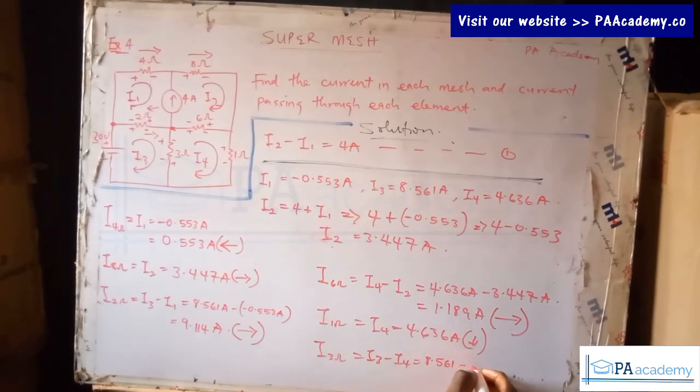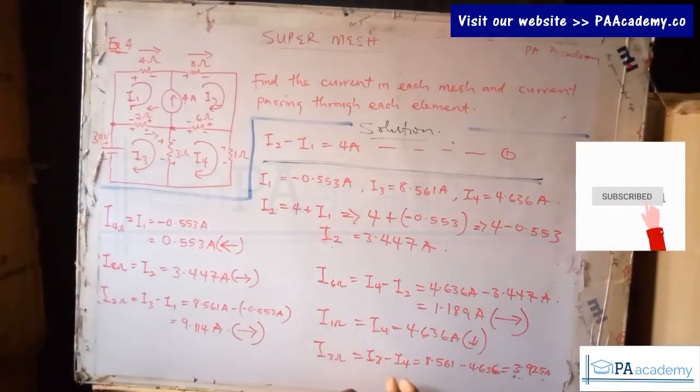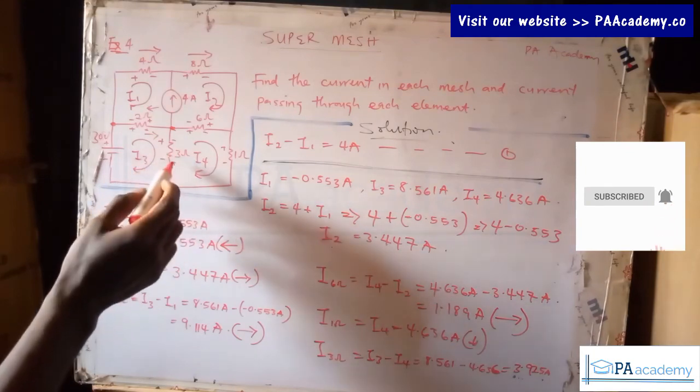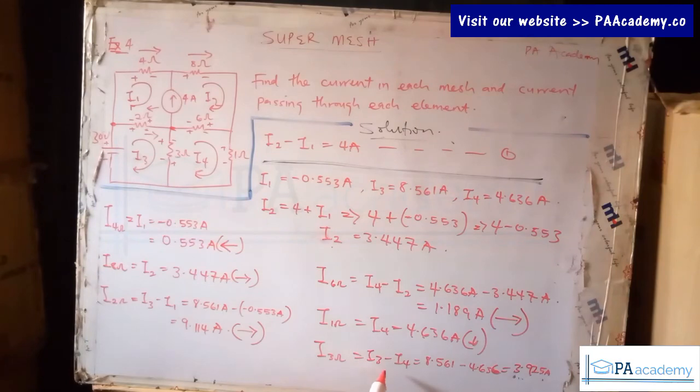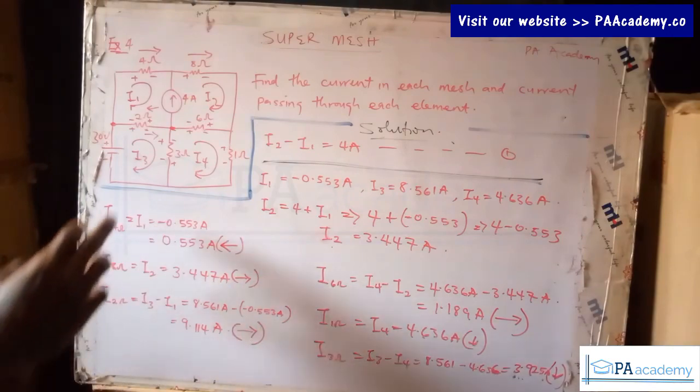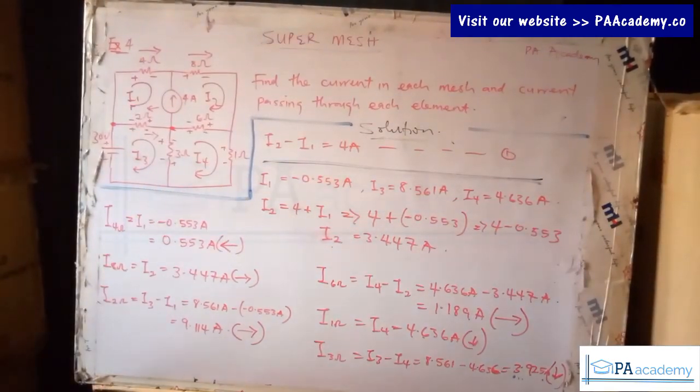Which will be 8.561 minus 4.636 amperes. And that will give us 3.925 amperes. And the direction will be what? The direction of I3. Since I3 is higher than I4, it will be downward. So that will be the direction. So let's look at the last. Is that all? 1, 2, 3, 4, 5, 6. All right. So that's it.